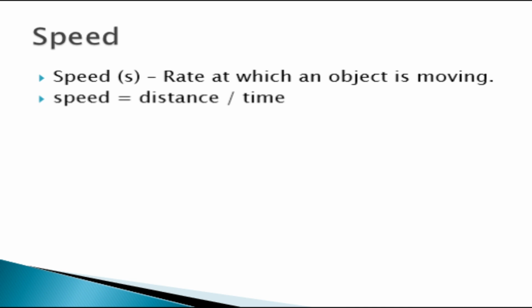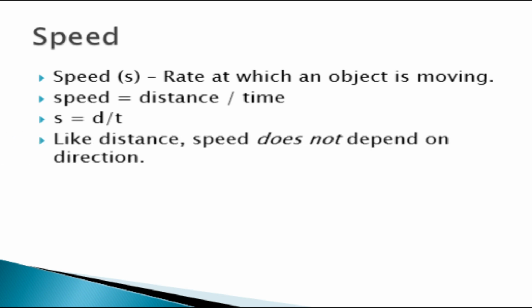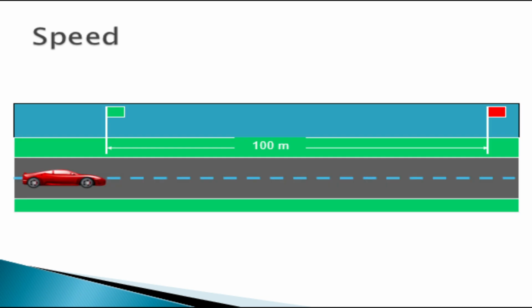Speed is equal to distance over time, or mathematically, that is s equals d over t, wherein s is the speed, d is the distance, and t is the time. Like distance that we have discussed a while ago, speed doesn't depend on direction because both speed and distance are scalar quantities.